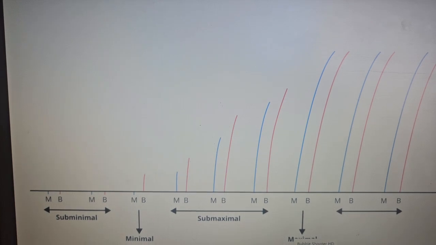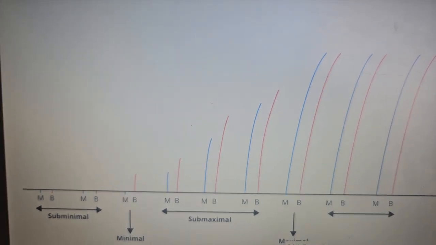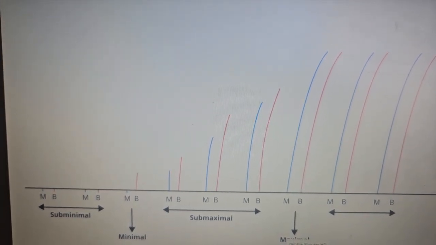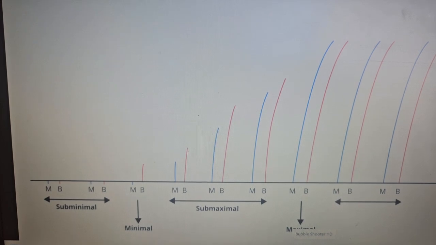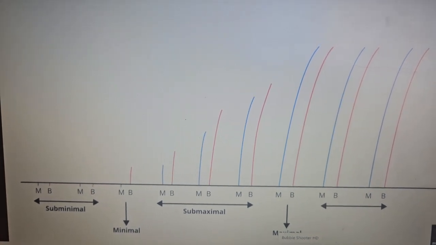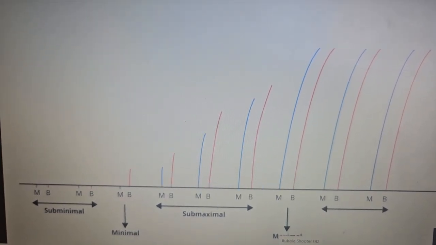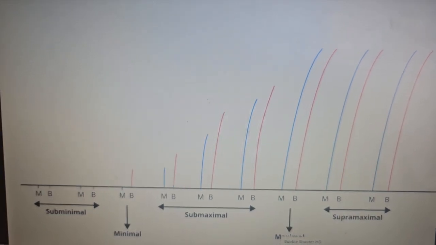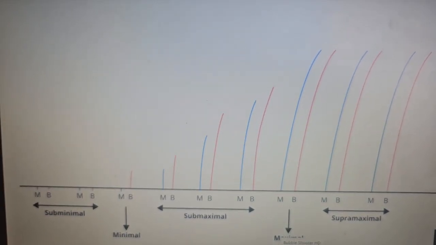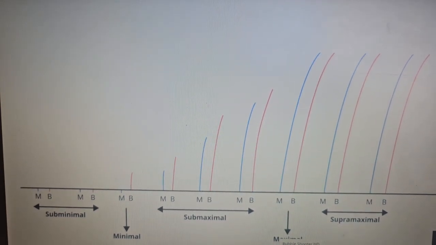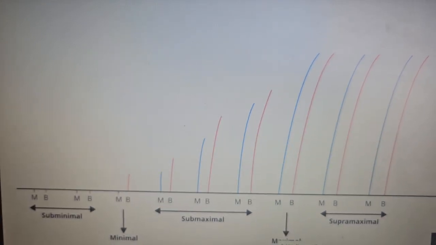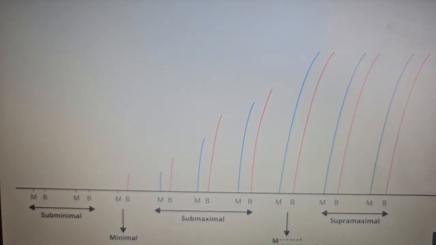Even though we keep increasing the strength of the stimulus, after this point, the strength of the response does not increase. Make and break responses are equal and constant after the maximal stimulus. This stage is known as supramaximal stimulus. Supramaximal stimulus is a stimulus greater than the maximal stimulus. There is no increase in the magnitude of contraction in supramaximal stimulus.